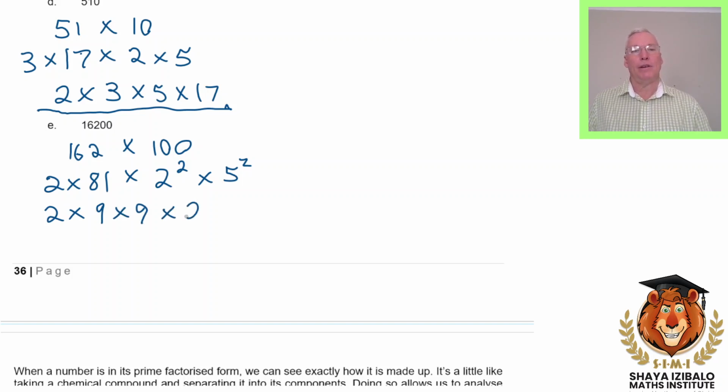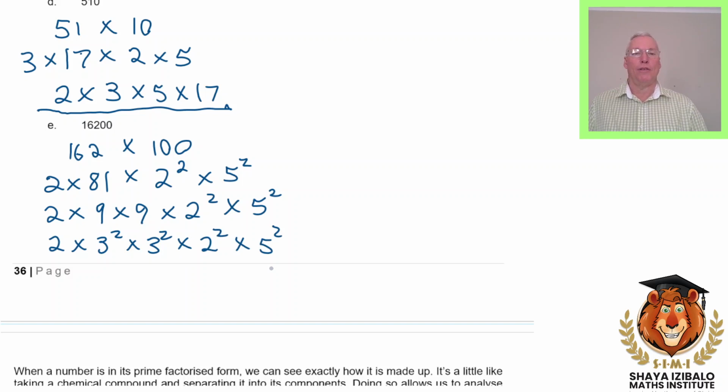Now, 9 is not a prime number, so we're not quite done yet. But what is 9 if we prime factorize it? What two prime numbers multiply together to give us 9? And the answer is 3. This 9 is 3 times 3. This 9 is also 3 times 3. So what we've actually got here, we've got 2 times 2 3's times another 2 3's times another 2 2's times a 5 squared, which is 2 5's. Now we're going to collect all these things together.